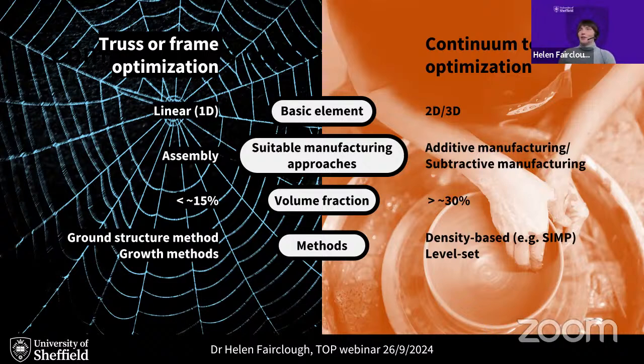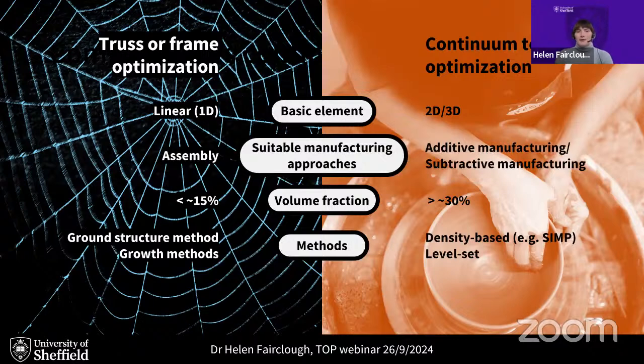Truss optimization could potentially be just as big. It's had slightly less interest, but absolutely covers the same scope. And the main difference really is that instead of having a basic element that is a 2D triangle or pixel, or a 3D cube, tetrahedron, etc., our basic elements are lines. So a linear truss bar.